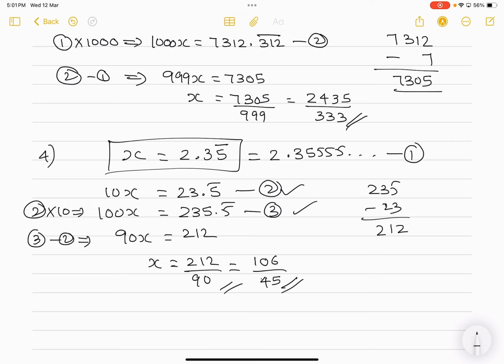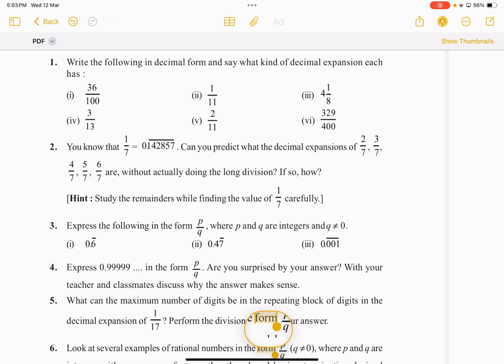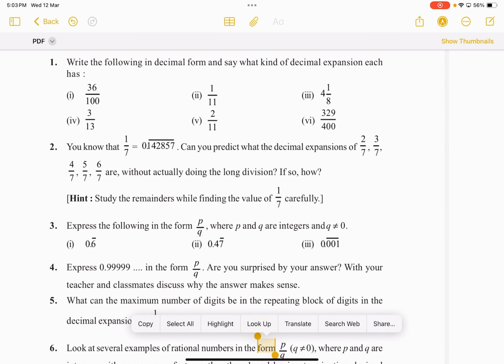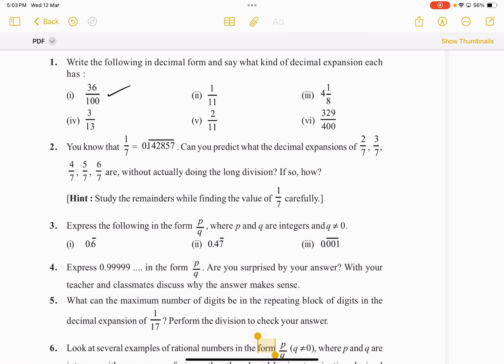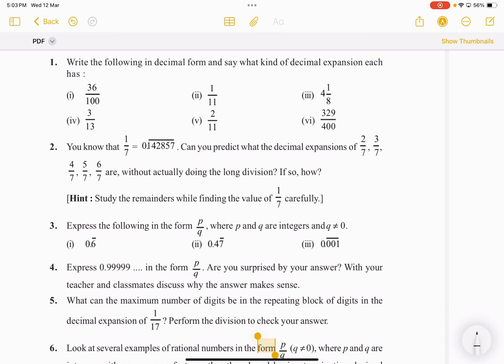Now the question: say what kind of decimal expansion each has, whether terminating or non-terminating decimal expansion. You have to check by dividing. As I told you, you can say what the first one is without dividing. Don't do it now. I have given you one clue, 0.3. As per 9th standard, you divide and check the answer, but now shall we use the 10th standard concept without dividing?